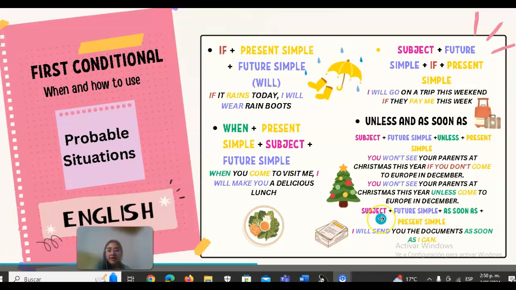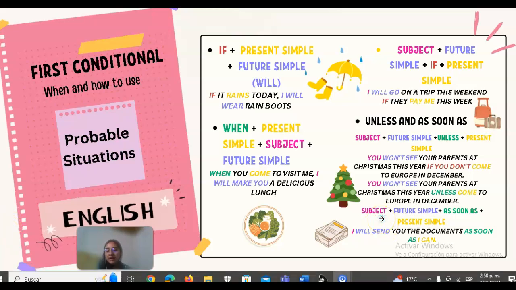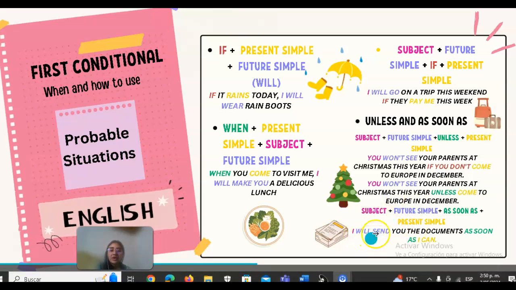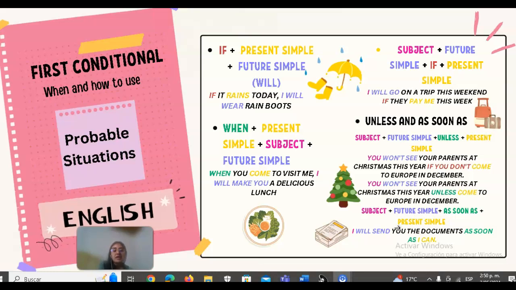On the other hand, as soon as is used to emphasize something immediate. For example, I will send you the documents as soon as I can. Here, it is emphasized that those documents will be sent when that person can do so.